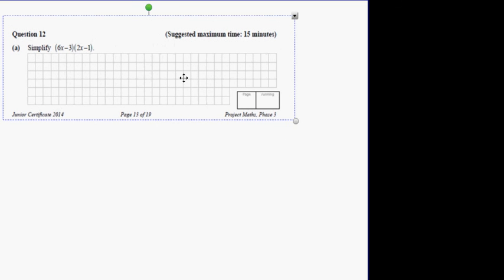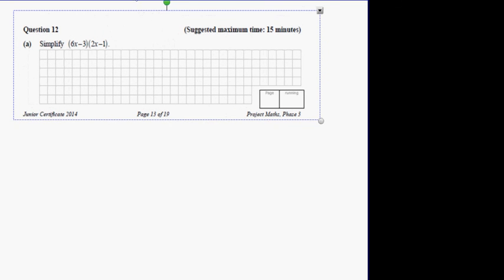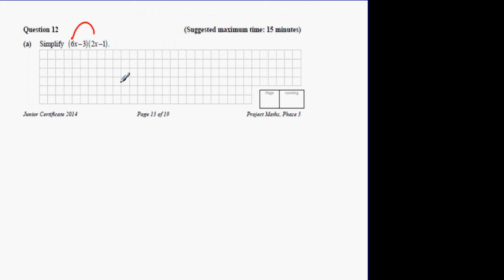Okay, so question 12. Simplify the following. Simplify this here. So what we're going to do is just multiply it out. 6x multiplied by 2x is 12x squared. 6x multiplied by minus 1 is minus 6x. Minus 3 multiplied by 2x is minus 6x. Minus 3 multiplied by minus 1 is plus 1. That means 12x squared, minus 12x plus 1.